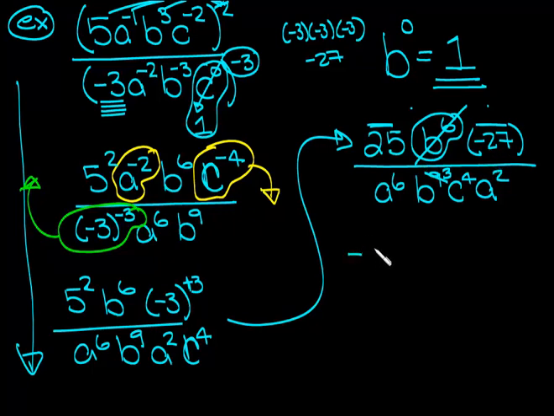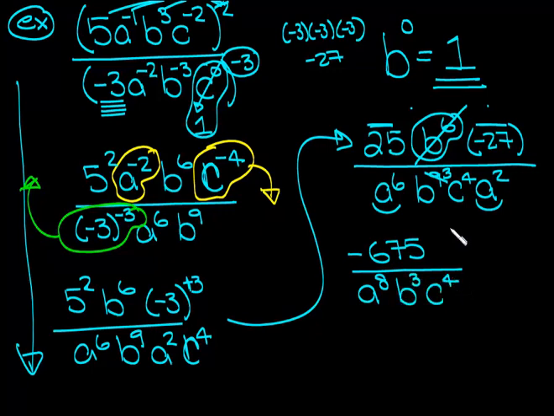So I get negative 675 on the top. There's no b's left on the top. On the bottom, I have 6 a's out here, and then I have 2 more a's over there, so I have 8 a's on the bottom. I have b to the 3, c to the 4, and there's your answer. Okay, and that's how we do exponential problems.